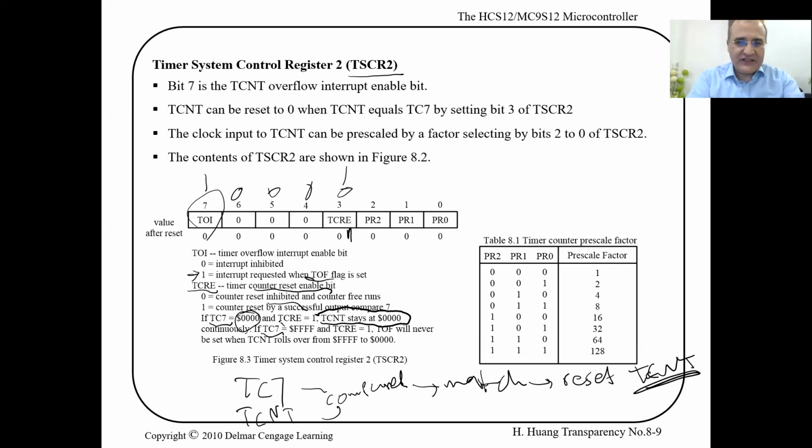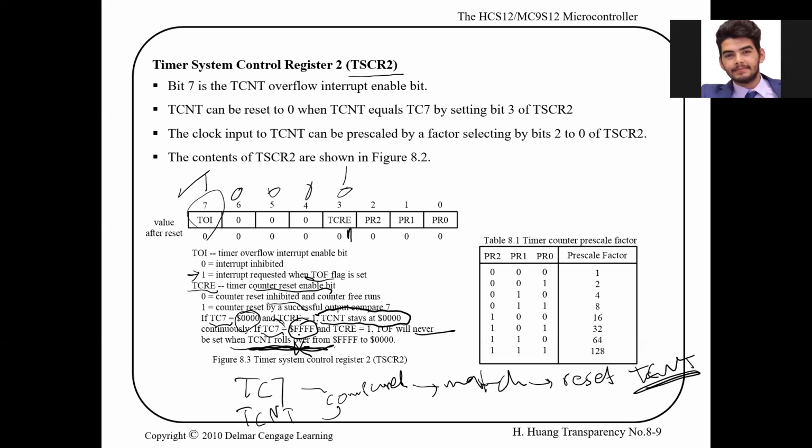Now, if I write FFFFF in TC7, you will count from 0 to FFFFF. Then you will go back to 0. You will reset. You will not overflow to 0. So you will not get an interrupt. The timer overflow interrupt will not happen. You will never roll over. You will never get an interrupt, even if the interrupt is enabled, because every time you get to the maximum, you don't roll over, you reset. Is that clear?